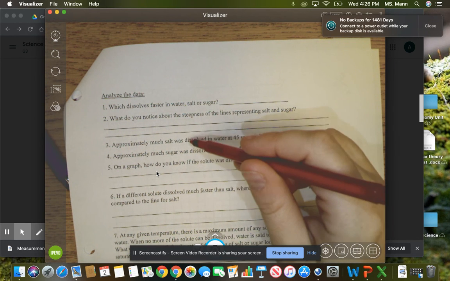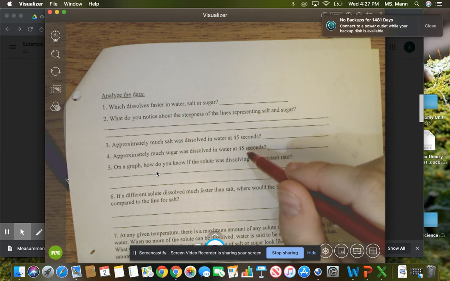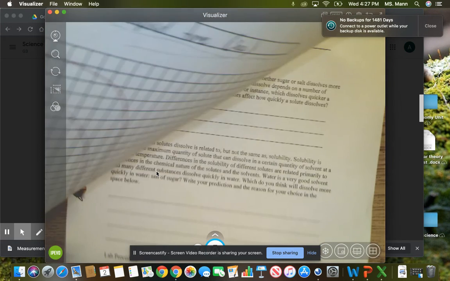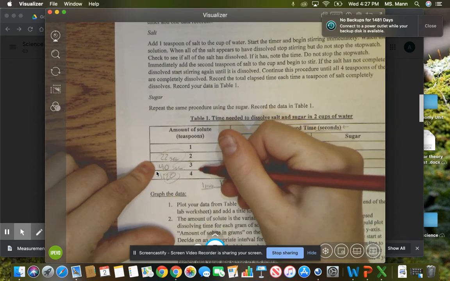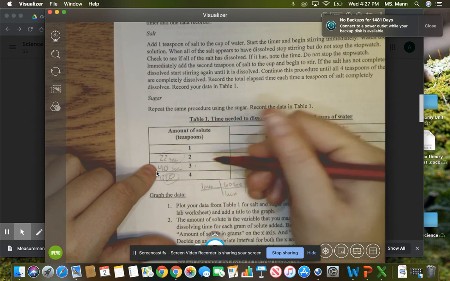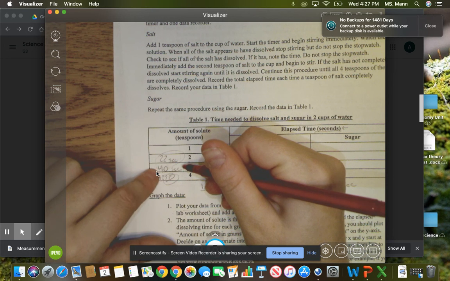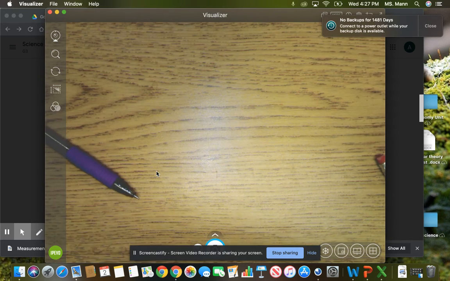Approximately how much salt was dissolved in the water at 45 seconds? Again, just give me your best guess. So, if you don't know the amount in 45 seconds, look at your data table, right? So, like, oh, well, I got 3 teaspoons. It dissolved in 30 seconds, right? So you can just do that. Use the number you got closest to 45. So, my answer for that would be 3 teaspoons.